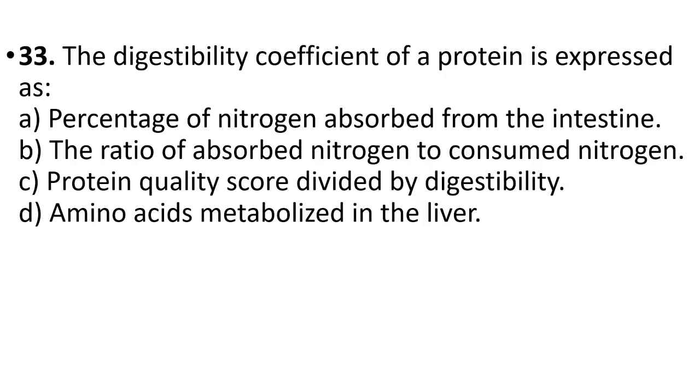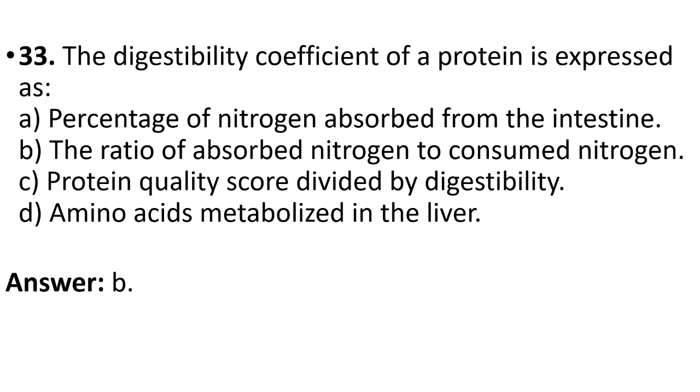33. The digestibility coefficient of a protein is expressed as percentage of nitrogen absorbed from the intestine, the ratio of absorbed nitrogen to consumed nitrogen, protein quality score divided by digestibility, D. Amino acids metabolized in the liver, which is the answer over here.